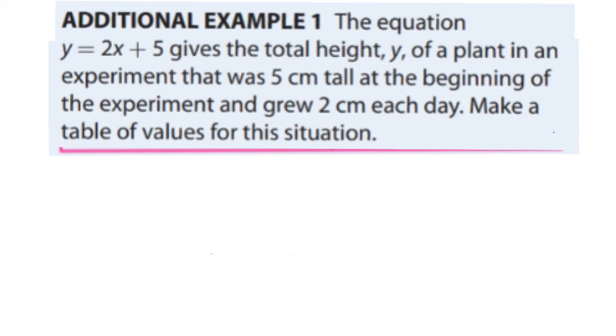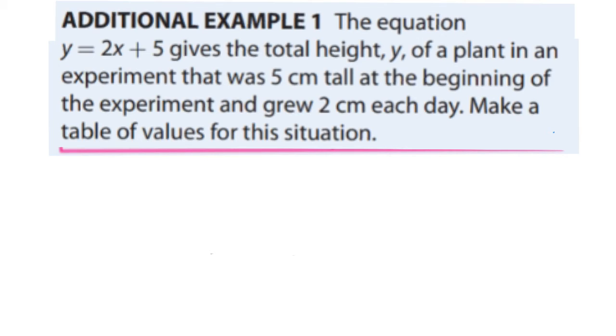Okay, so here's an additional example. The equation y equals 2x plus 5 gives the total height of a plant y in an experiment that was 5 centimeters tall at the beginning of the experiment and grew 2 centimeters each day. Make a table of values for this situation. So you're in science class and the teacher wants you to do a little experiment, and they give you a plant, and the plant is 5 centimeters tall. And then they ask you to measure the height of the plant each day.